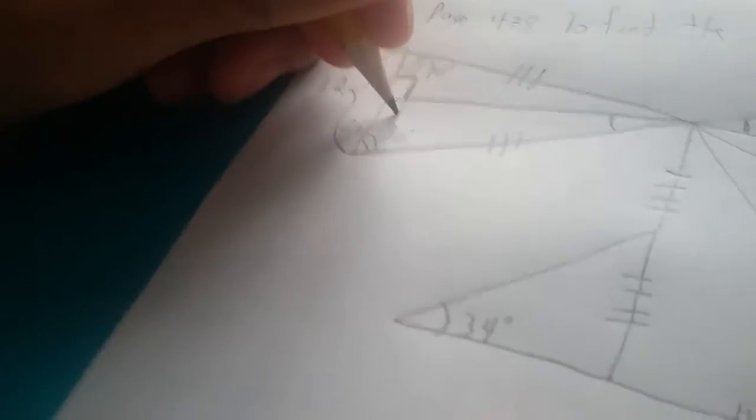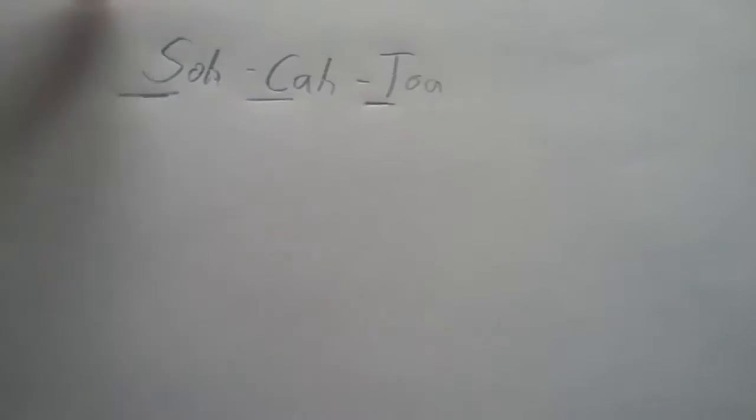Let's see. We know it's an isosceles triangle. And by the way, another quick way to memorize how to use sine, cosine, and tangent is by the word SOH CAH TOA, where S stands for sine, opposite over hypotenuse, C stands for cosine, which is adjacent over hypotenuse, and T stands for tangent, which is opposite over adjacent. That's a quick way to remember.